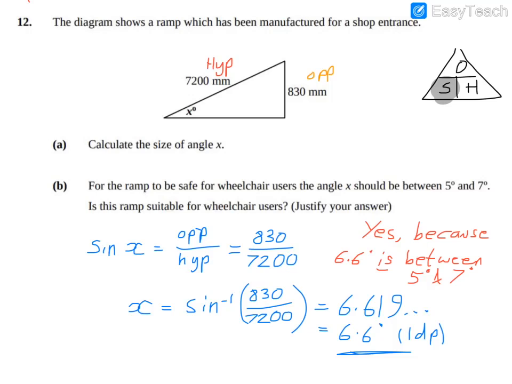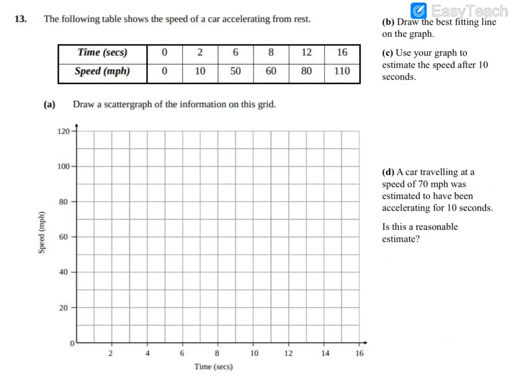Okay, we're on to question 13, and this is the last one. We've got one of those scatter graphs. So, the following table shows the speed of a car accelerating from rest. So we've got time and we've got speed. And part A is asking us to draw a scatter graph of the information onto this grid. So at time 0 seconds, the car was going at a speed of 0 miles per hour. That makes sense. So 0, 0, that's over here. Try that one more time, get it right on the point. There we go.